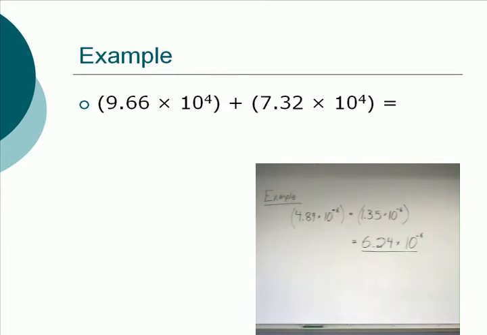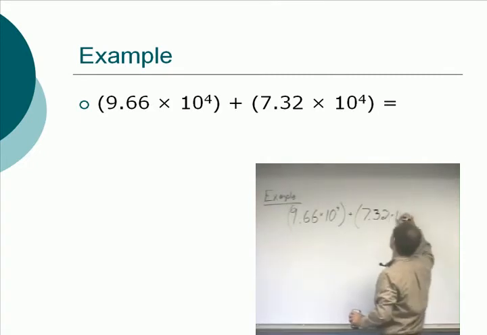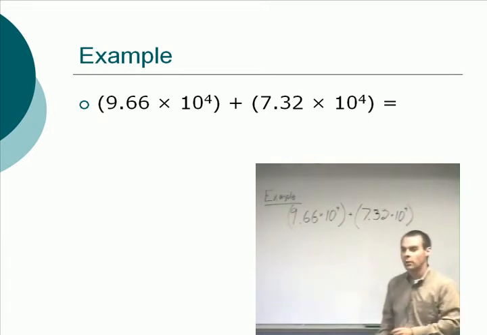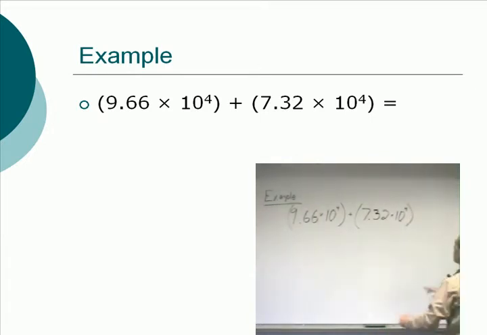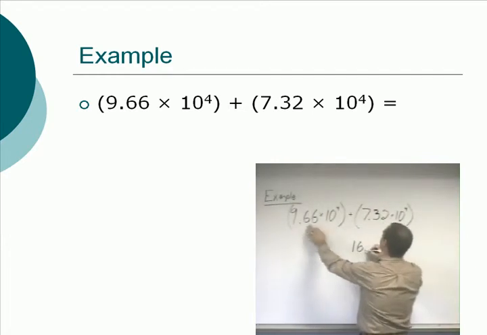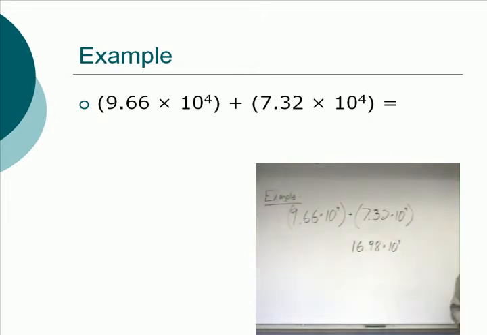One more quick example. 9.66 times 10 to the 4th. Powers of 10 match. Go ahead and add the coefficients. If you add those coefficients, you end up with what? 16.98 times 10 to the 4th. Okay? Now, is that in scientific notation? It's not. Why not? It's too large.